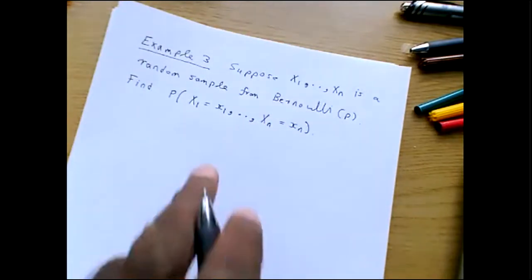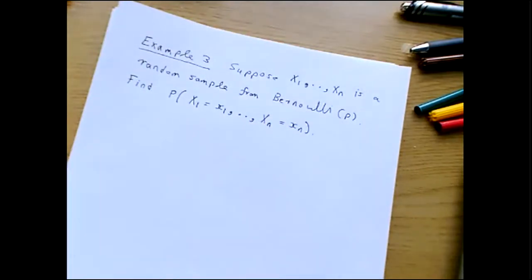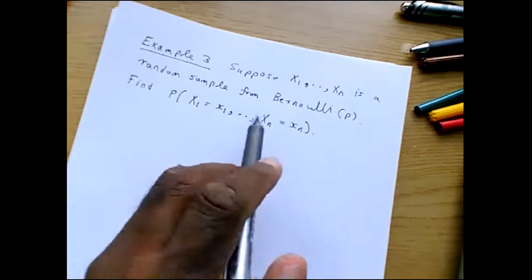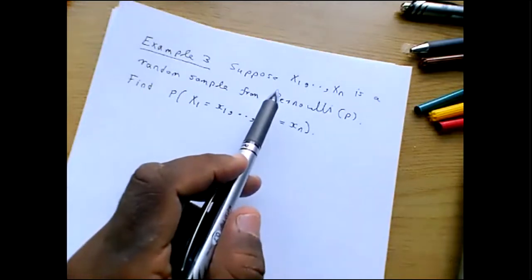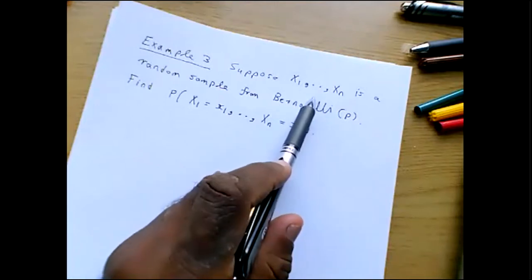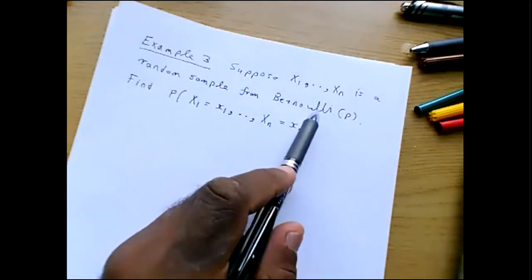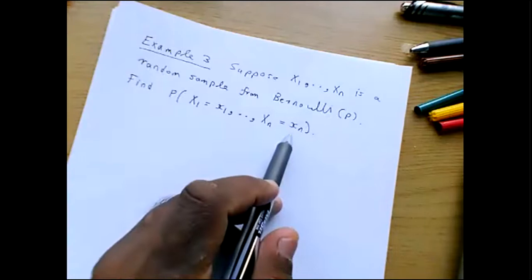Right. So this is an example on the random sample. Remember, I defined a random sample to be independent random variables that have the same distribution. So here you have a random sample from a Bernoulli distribution with parameter p, and we want to find this.